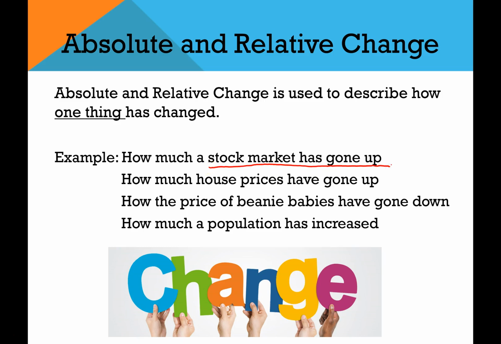You might describe something like Microsoft has gone up 400% in the last 3 years. Or you might talk about how house prices have gone up. You might say that someone's house has increased by $30,000, or you might say it's gone up by 5% over the last 3 years. You could talk about maybe the price of Beanie Babies, how they've gone down.